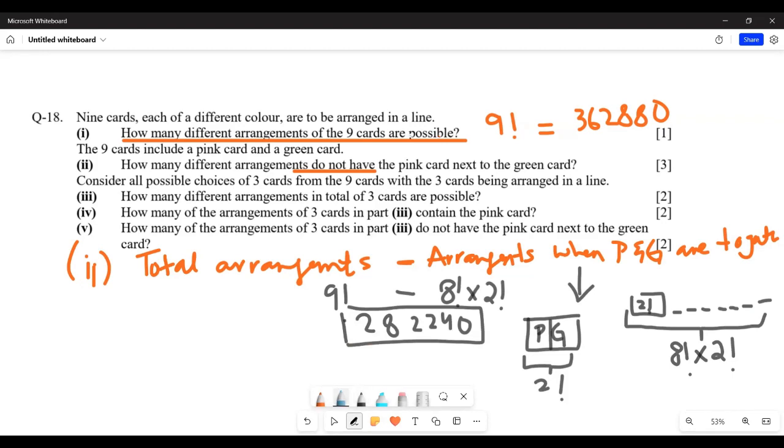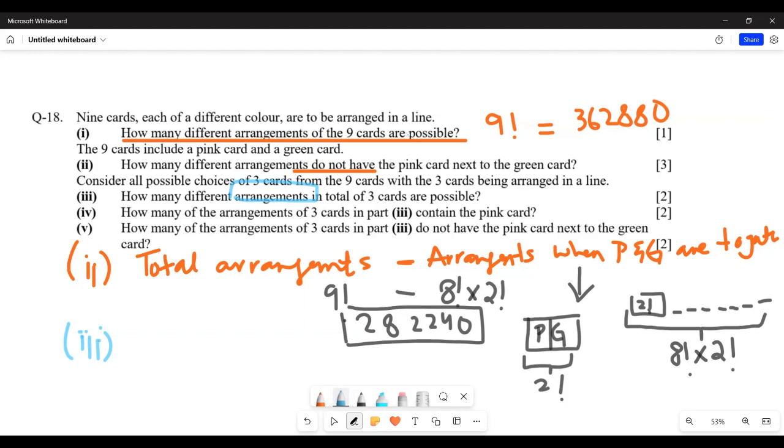Okay, part 3. Consider all possible choices of 3 cards from 9 cards, with 3 cards being arranged in a line. So now out of the 9 cards, you have to choose 3 cards. How many different, it still says arrangement. So it's still a question on permutation. How many different arrangements in total of 3 cards are possible?